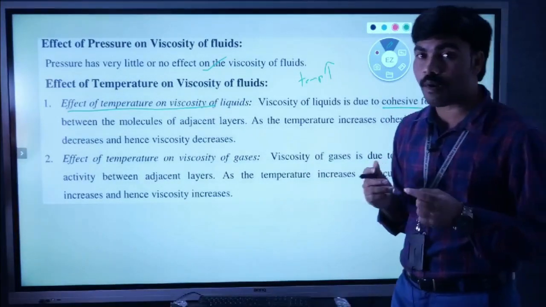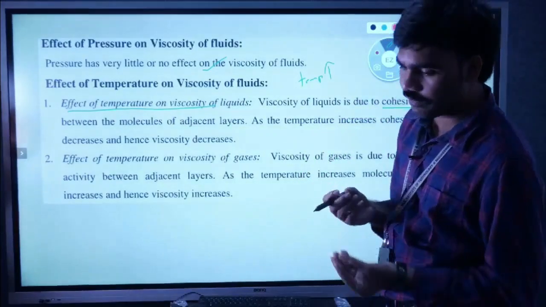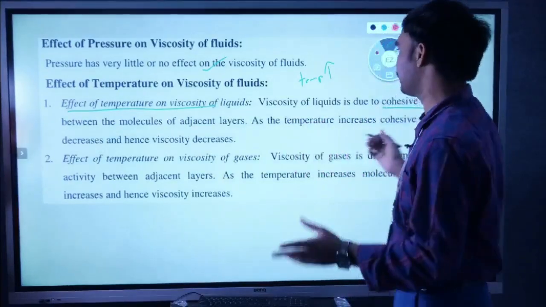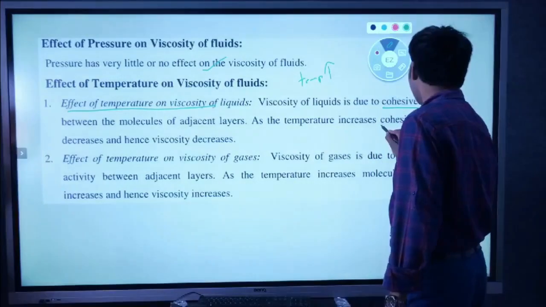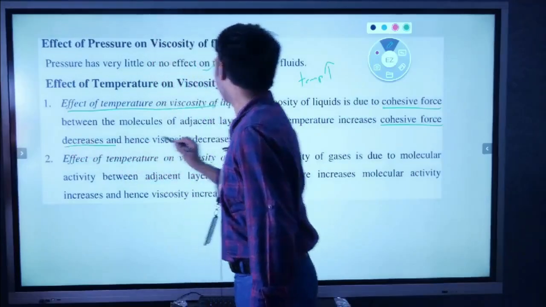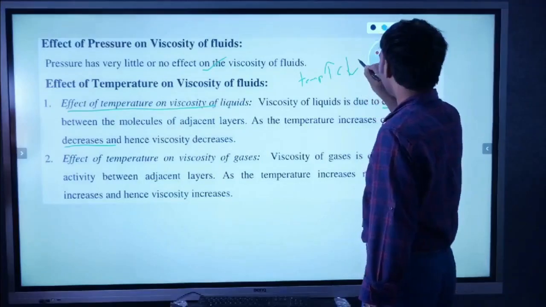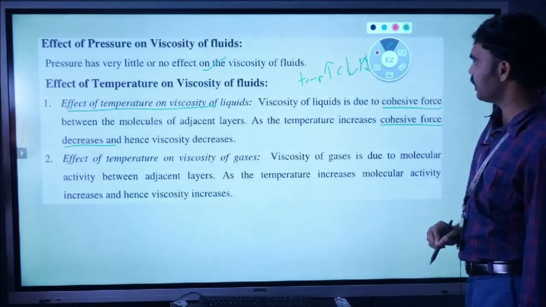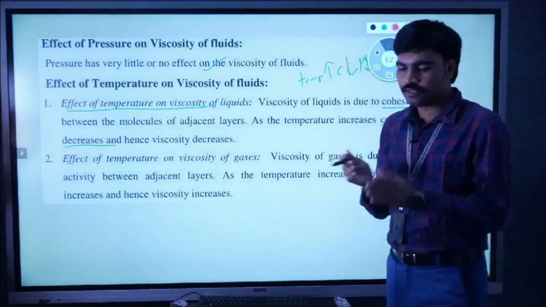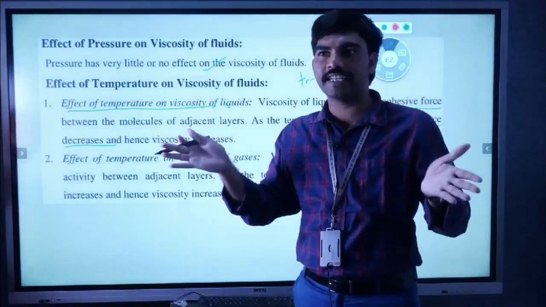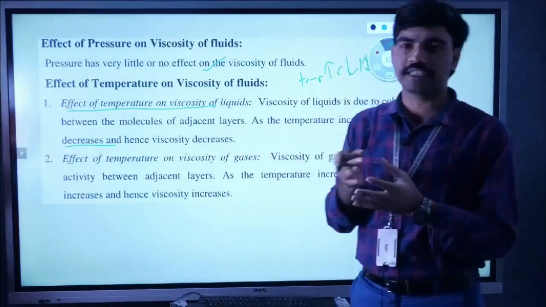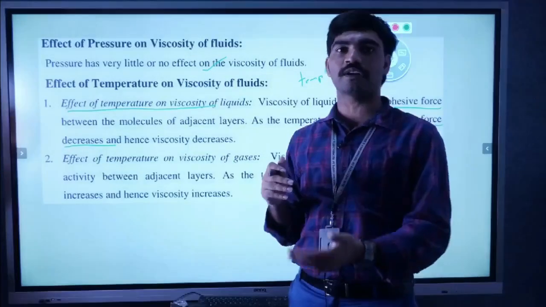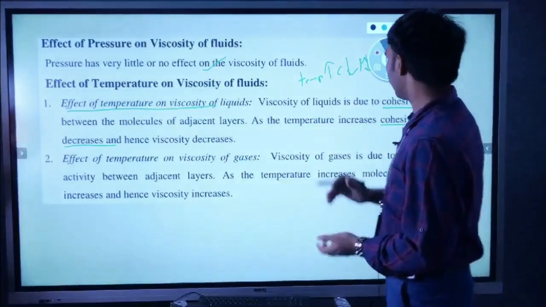The cohesive force is the molecular attraction between the same molecules. If the temperature increases, the force between the molecules will decrease. If the cohesive force decreases, the viscosity will decrease. Why? When the temperature increases, the molecular attraction between the molecules decreases, so the viscosity also decreases, because the molecular attraction is the reason for viscosity. It is the resistance against the flow, right?